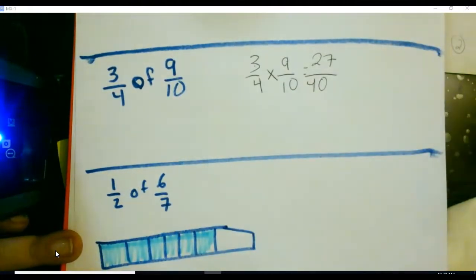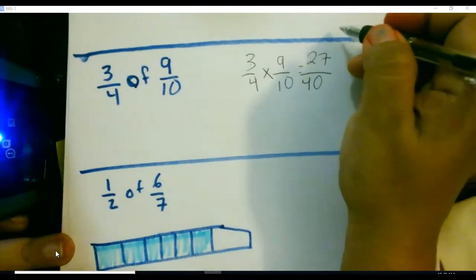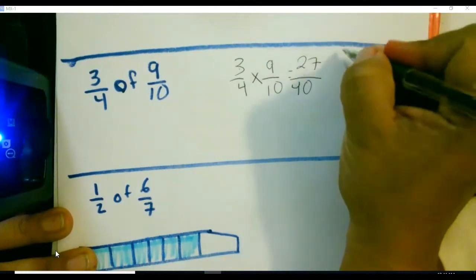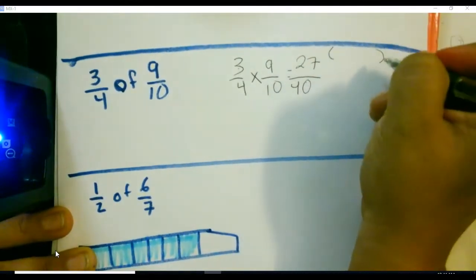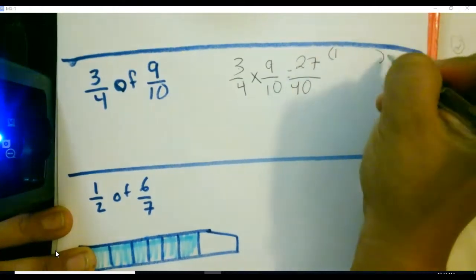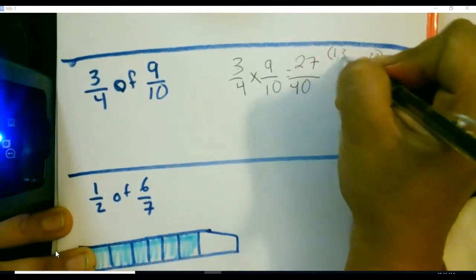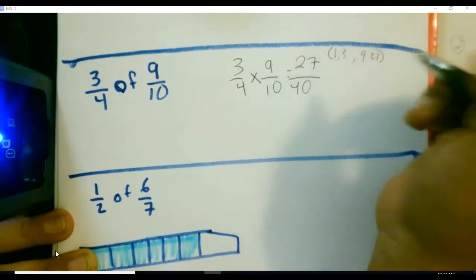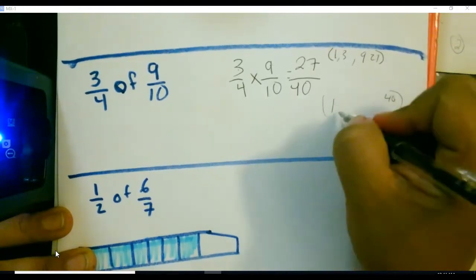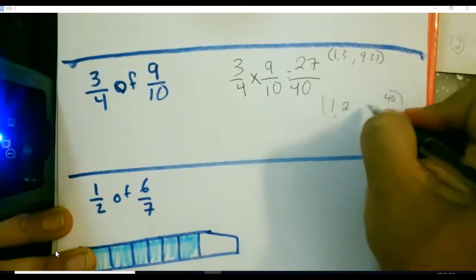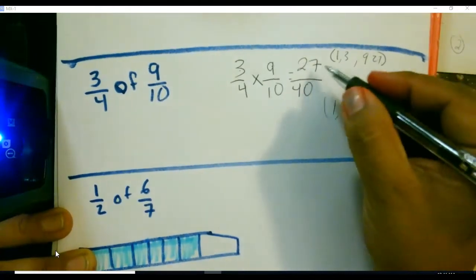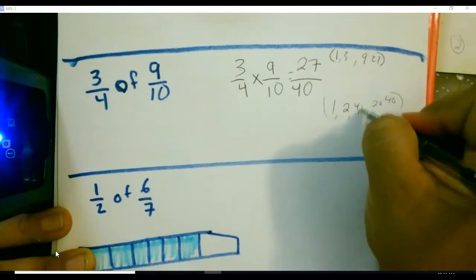Now, don't forget that you always need to check that it's in its simplest form. If you're not sure, just to make sure, write your factors. How do you get 27? 1 and 27, 3 and 9. I know those are my factors for 27. And for 40, 1 and 40. It's an even number, so I know I can divide by 2. 2 times 20. 3, I don't think it goes evenly. 4, yes, 4 and 10.